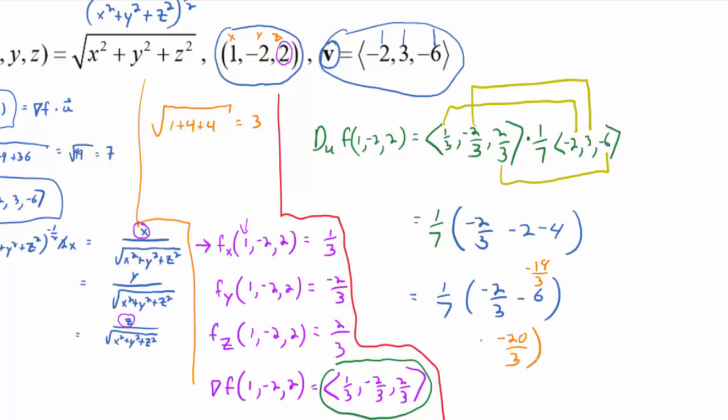And then what does that create in here? Minus 20/3 times the 1/7 out front still. And when you multiply those together, there you go. So that's the slope of the function at the point 1, negative 2, 2 in the direction of v or u, whichever one you want to look at.